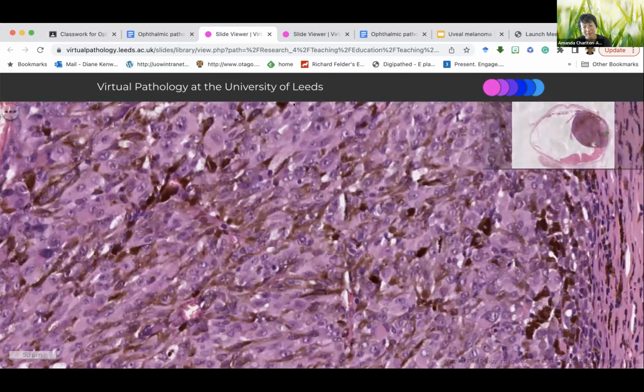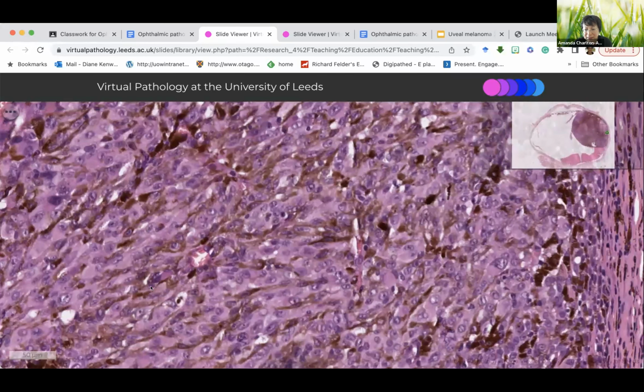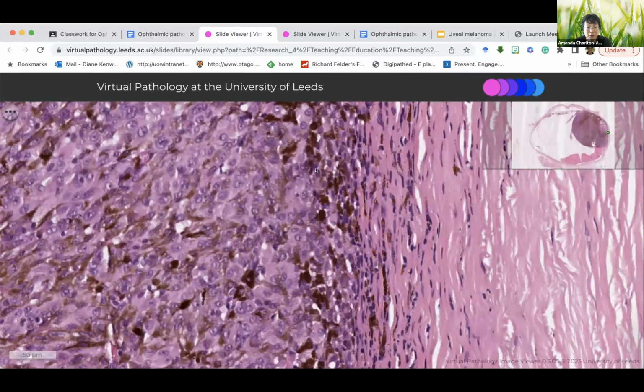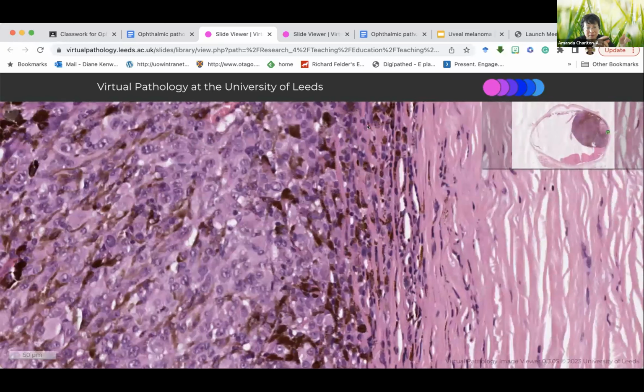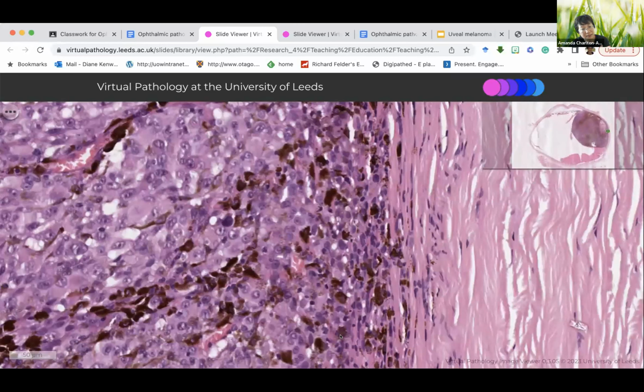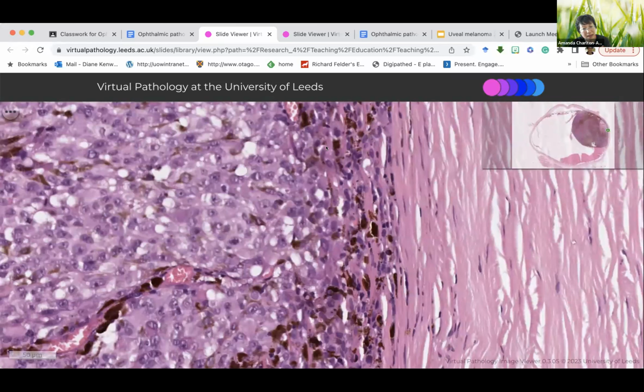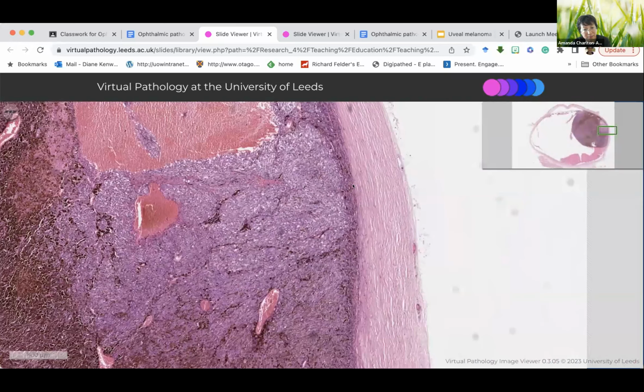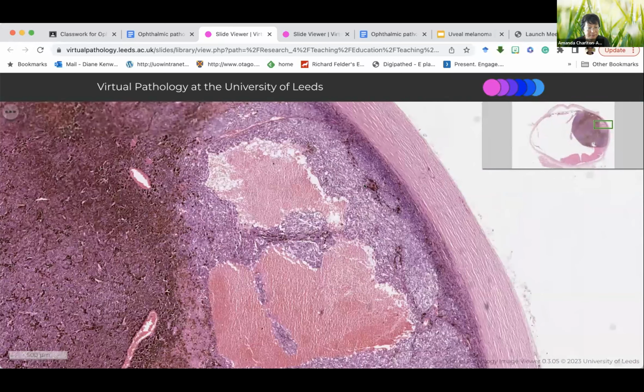The other prognostic factors. The shape, it was dome shaped, so not mushroom shaped. So I think Bruch's membrane is probably intact, but I would have to look closer. But I'm really interested to have a look next at the anterior ciliary body and the root of the iris.